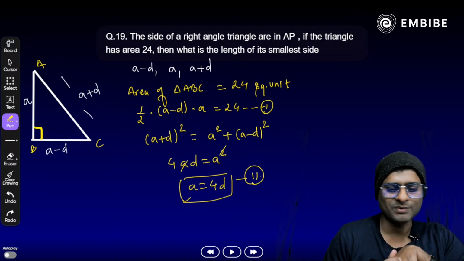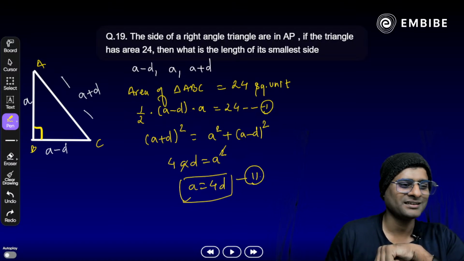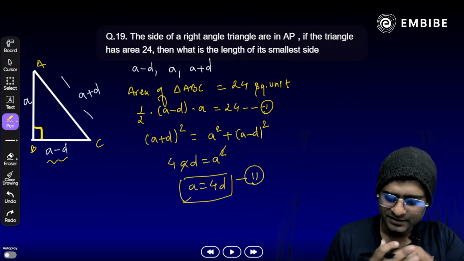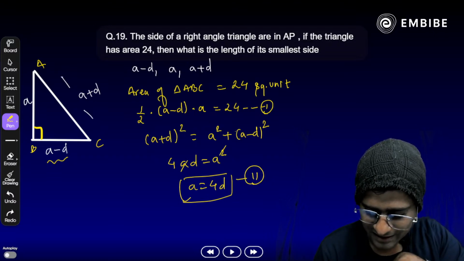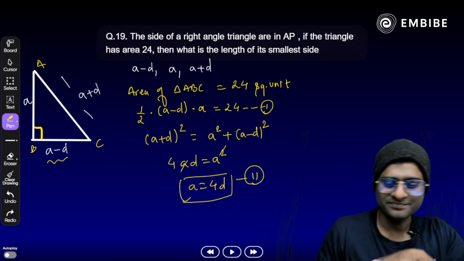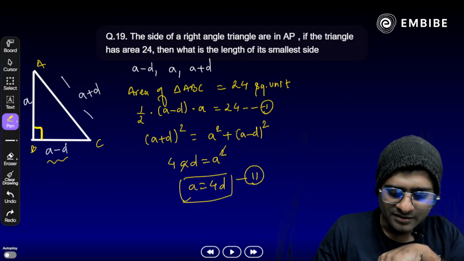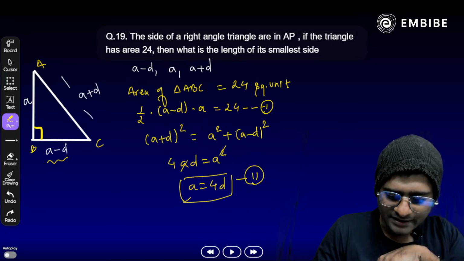A and d. Yes, once we get a and d, we will get what? The smallest side, a minus d. 6 is the right answer. Yes, Arya and Anushka, absolutely brilliant. 6 unit is the right answer. Excellent. Well done. Well done. That is correct.